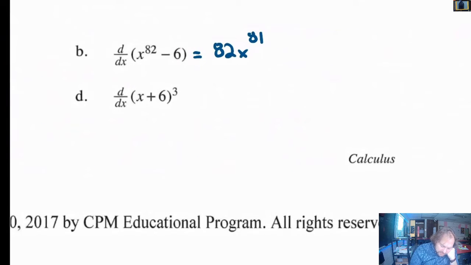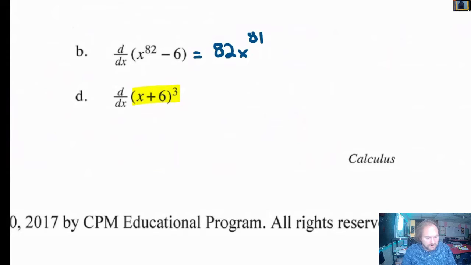And finally, we got x plus 6 to the 3rd power. This one's going to be a little different. Actually, honestly, at this point, if you don't know what I'm about to do, you can skip this video because this is not going to be on your AP test. But this is testing to see if you know how to handle x plus 6 to the 3rd power. And honestly, I forget it all the time.